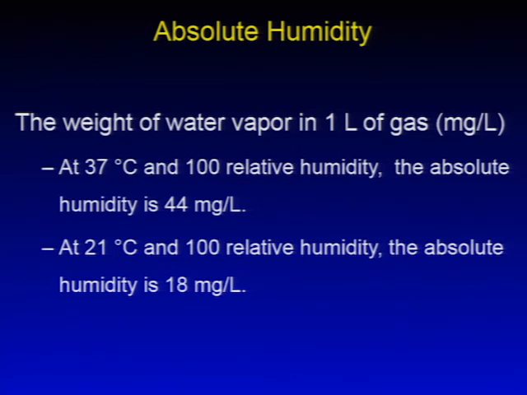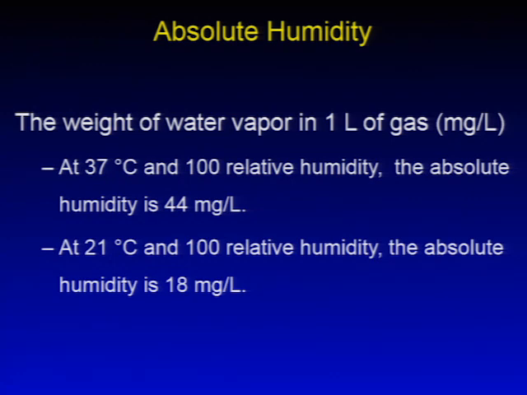For example, the weight of the water in 1 liter of gas, and then you may have 100% relative humidity or 50% relative humidity. Now, absolute humidity is the exact weight of the water in 1 liter of gas, described as milligram per liter. For example, at 37 Celsius, if the relative humidity is 100%, the absolute humidity is 44 milligram per liter, which means that you have 44 milligram of water inside the 1 liter of gas.